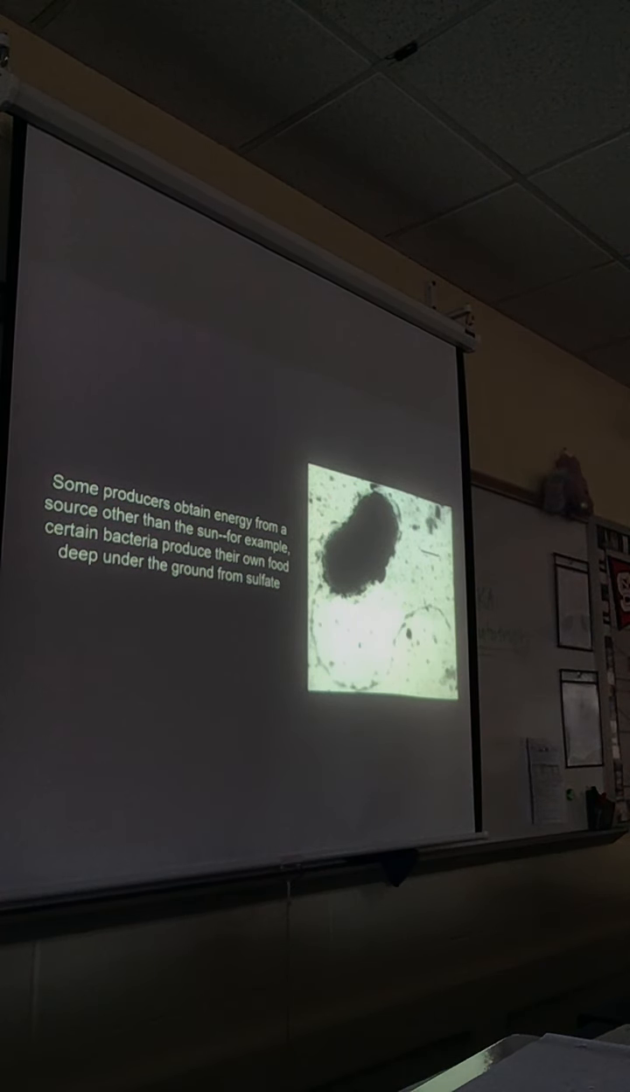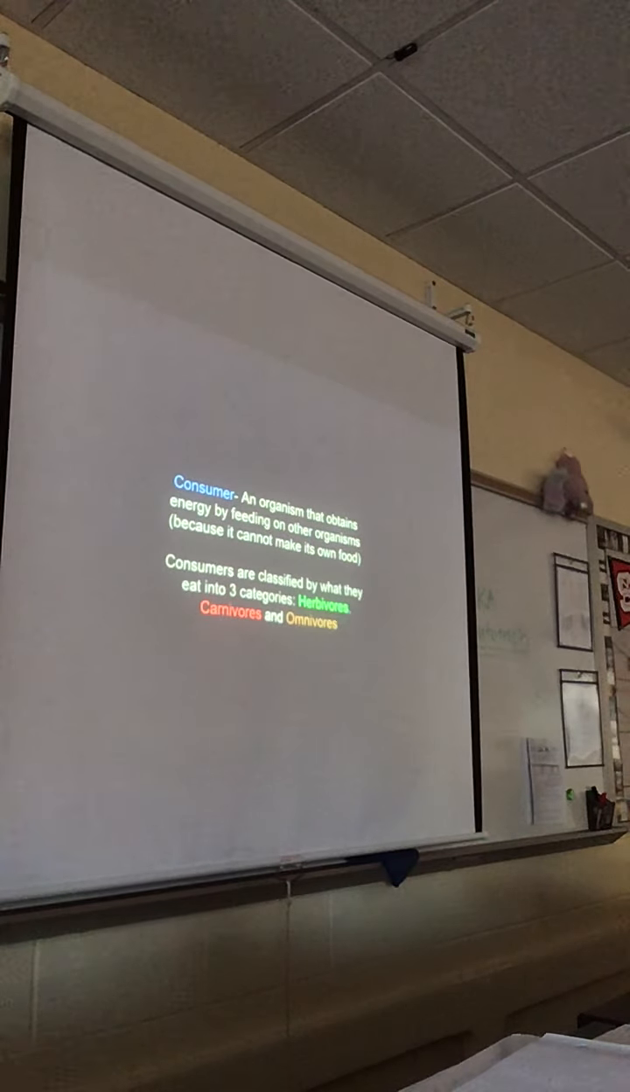Okay, some producers, so the producers that we know of, yes, they produce their own food based off of the sun, but there are some exceptions. Some producers obtain energy from a source other than the sun. For example, certain bacteria produce their own food deep under the ground from sulfate. You don't have to write this one down. I just want you to know that. Like, okay, well, what are these other sources if the sun is not the primary source for all organisms? Well, those organisms that are deep, deep, deep under the ground, they're not getting access to the sun. It's coming from sulfate. It's coming from cracks underneath the ocean. Okay, where there are thermophilic bacteria, and they can then make their own food deep in the ocean where there is no sunlight.